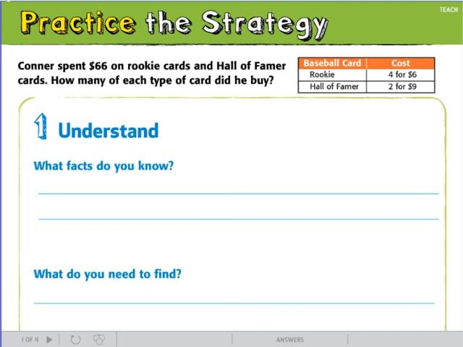So, this kid's name is Connor. Connor spent $66 on rookie cards and Hall of Famer cards. How many of each type of card did he buy? So, what facts do you know? What facts do we know out of it? He spent $66 on cards.